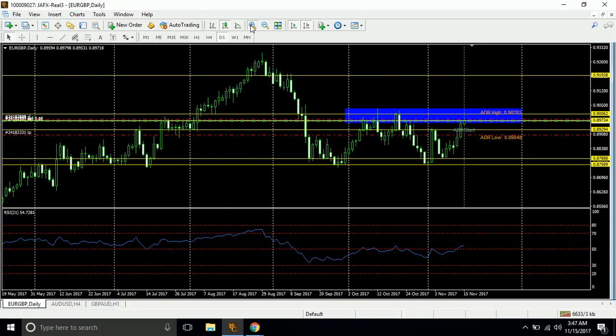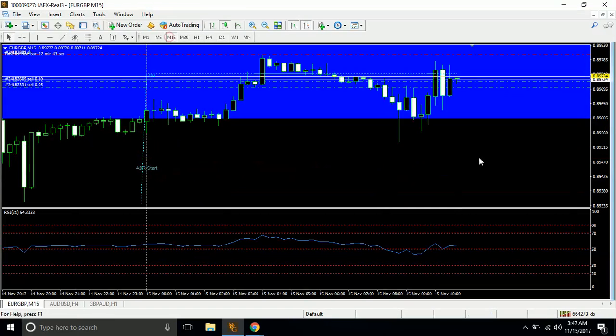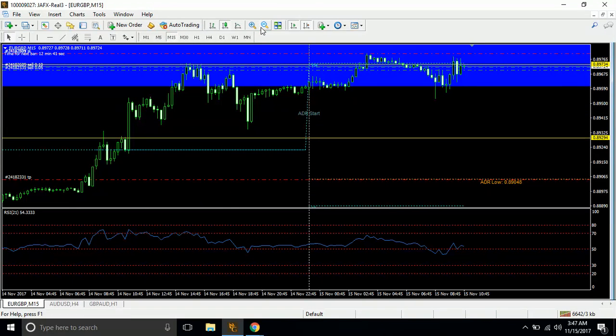Okay, so once we've identified the zones on the higher time frame, as I said, then we hop in here and we go to our lower time frames. Remember, 15 minutes is always going to be your entry time frame. Always take your entry based on the pattern that you discover on a 15-minute chart.